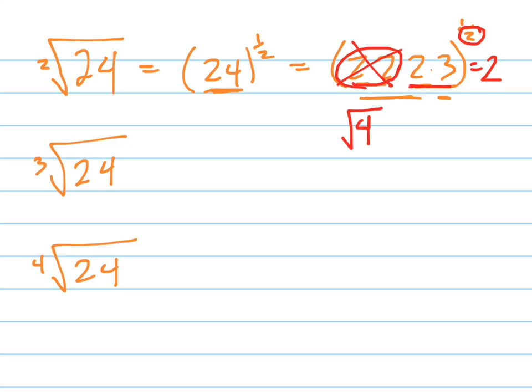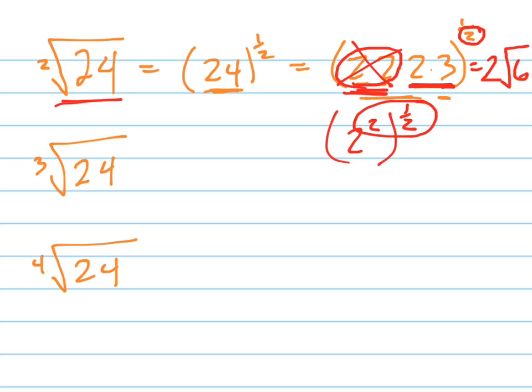And what stays in? What doesn't break jail? 2 and 3. 2 times 3, which is 6. So 2 root 6 is the simplified form of the square root of 24. Again, you could have thought of that as 2 times 2 is 2 squared to the 1/2 power. And what happens when you multiply 1/2 times 2? Cancel. You get 1, and that's why the 2 is there. Okay, let's try another one. Let's try now 24 to the 1/3 power.